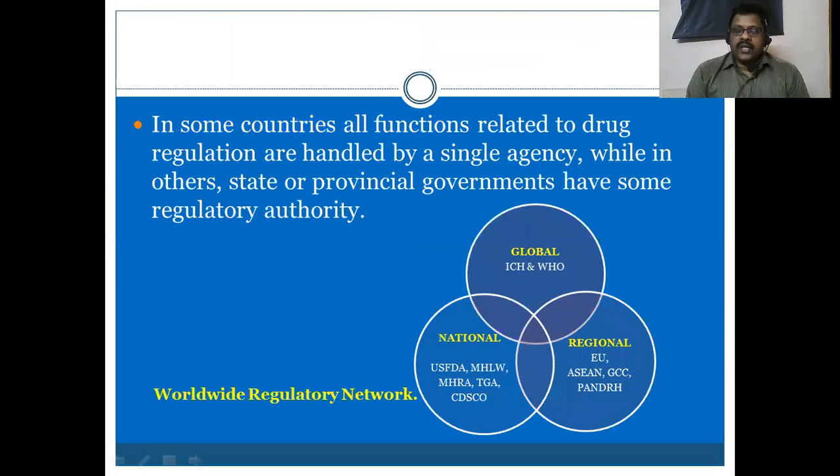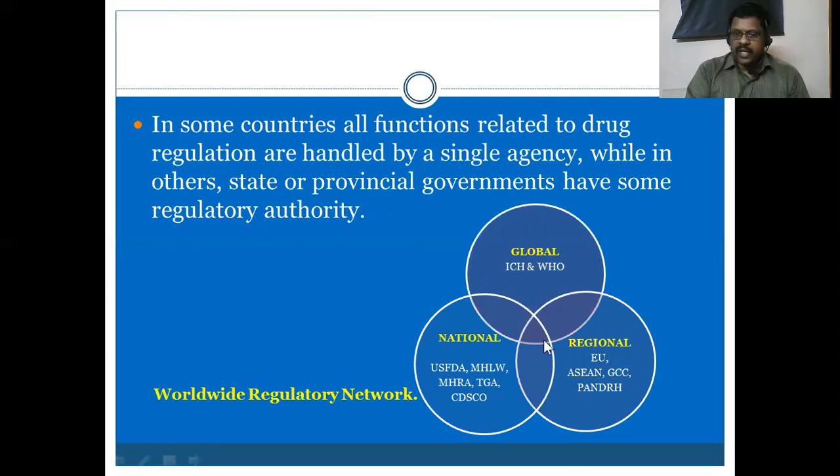To control such activities throughout the globe, we have many types of regulatory agencies. In some countries, all functions related to drug regulation are handled by a single agency, while other states or provincial governments have a different classification of regulatory agencies. In India also we have a different setup, not only maintained by CDSCO. We have other subdivisions among them, and all are managing each and every assigned goal. So the regulatory agencies' worldwide network is like this.